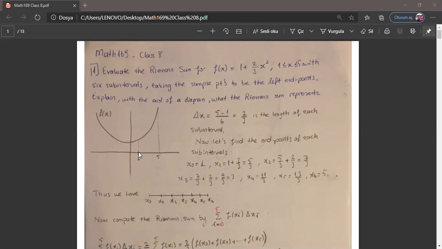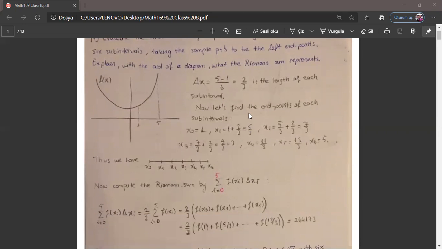Okay, so what do we have? We just compute the whole length of the given interval, which is 5 minus 1, and at the end we will obtain 6 subintervals. That's why we need to divide it by 6 to get the length of each subinterval. From this computation, we see that each subinterval is of length 2 over 3.